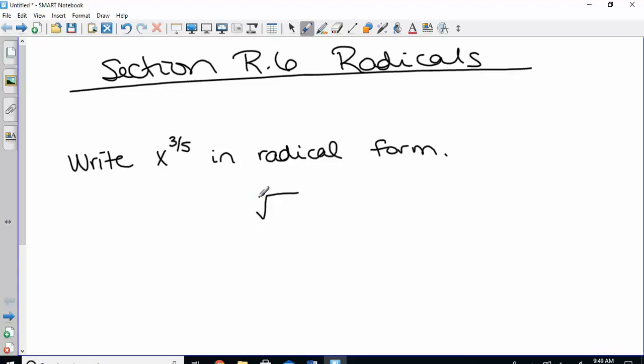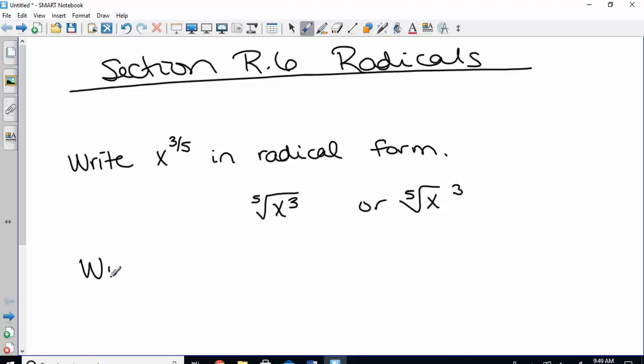The 5. Now, that's just the index on the radical. I don't want to see this, because that means something different. This means 5 times the radical. I want the 5th root, so that's just a small 5 up in the corner. And then it's x to the 3rd. And it doesn't matter if you put that 3rd under the radical or not. Both ways are correct, so either way you wrote it would be fine.